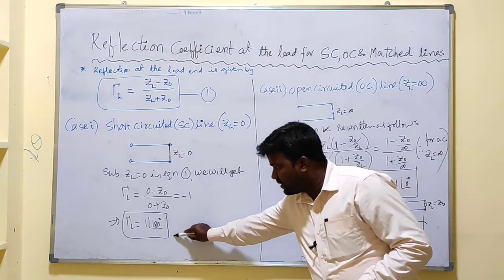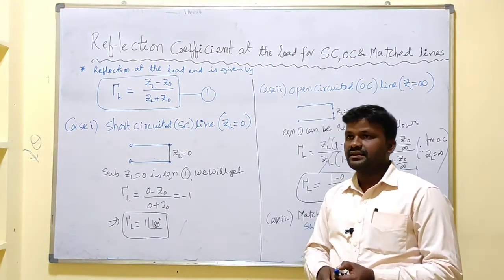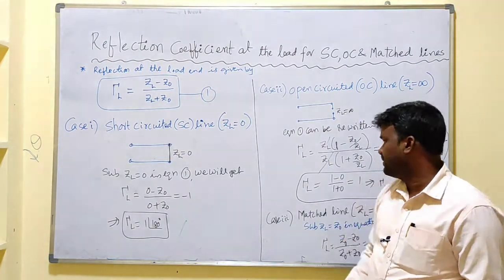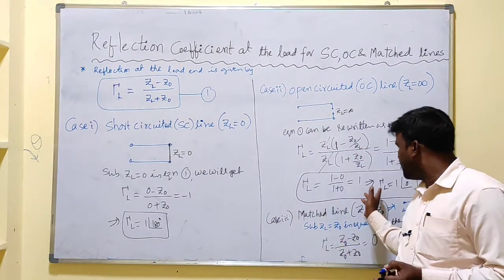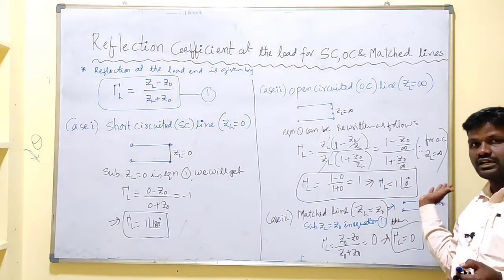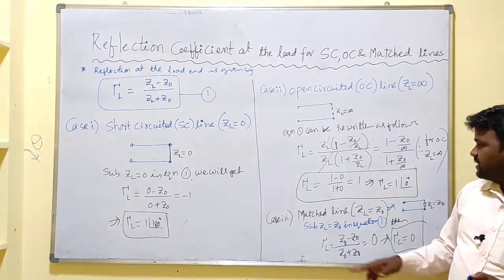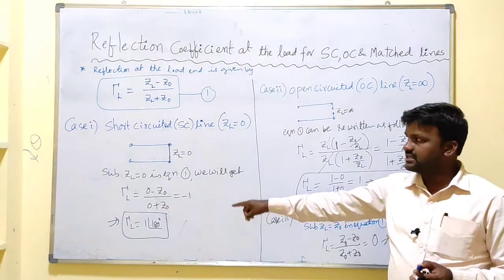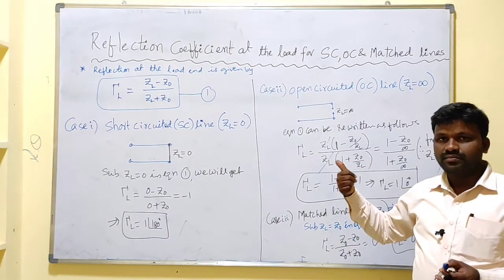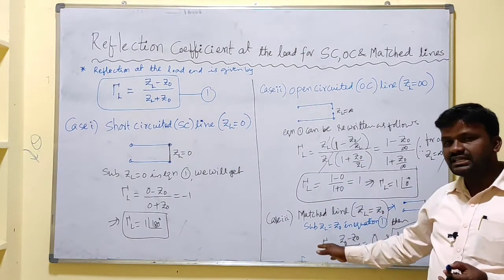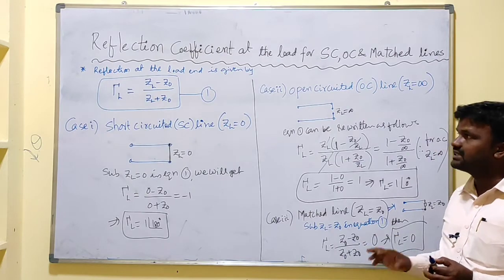And here we got 100% reflection, means incident wave equal to the reflected wave. Incident voltage equal to the reflected voltage. Here also we got a reflection, so that is 100% reflection. These are called as perfectly mismatched cases. That is, short circuited case and open circuited cases are perfectly mismatched cases. Whereas for matched case, we got reflection coefficient as 0.